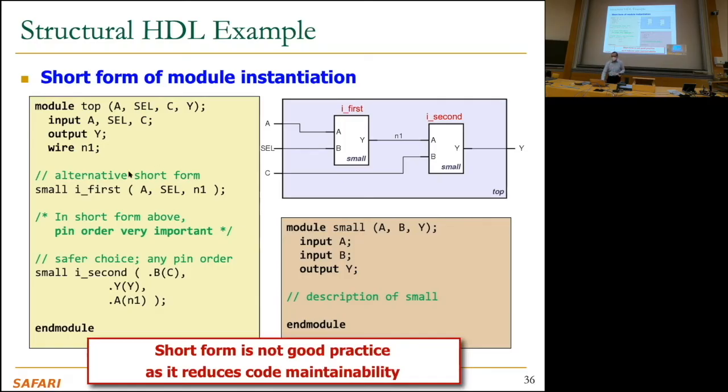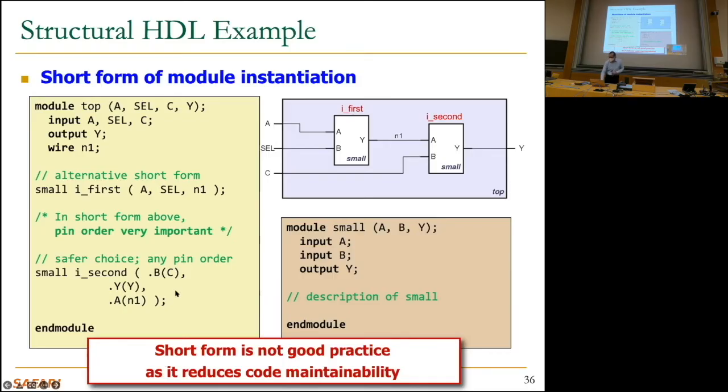So this is called the short form. Short form in general is not good practice as it reduces code maintainability and readability. Safer choice is always to do this, basically. Here you can use any pin order because you're explicitly specifying which input and output is tied to which parameter or wire over here. Make sense? Again, if you're consistent in everything, maybe you can use the short form also, but short form becomes very prone to bugs.